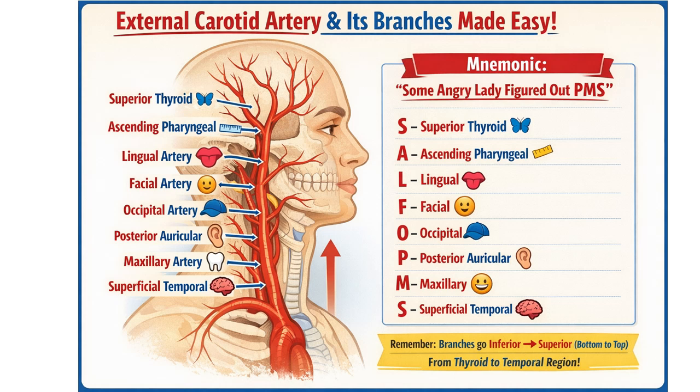The P stands for posterior auricular artery. This posterior auricular artery runs behind the ear, supplying the scalp above and behind it. M stands for maxillary artery and it supplies the deep facial structures like the upper jaw, the teeth, the nasal cavity, and the meninges. S stands for the superficial temporal artery, which ascends in front of the ear and supplies the temporal region of the scalp.